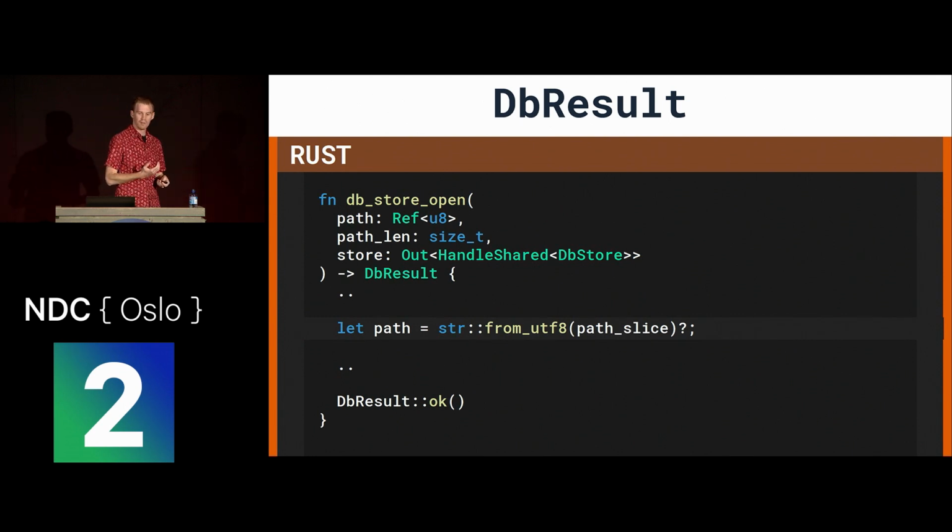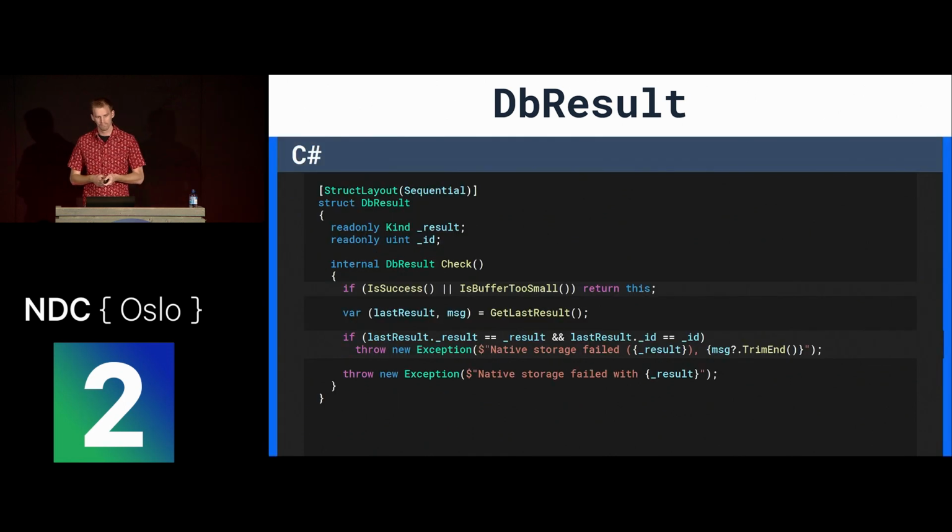What that means is now in our binding function, we can use the question mark operator, which we hook into. So if we're returning a DB result and we question mark, we automatically format that error into our thread local buffer and return with DB result internal error.